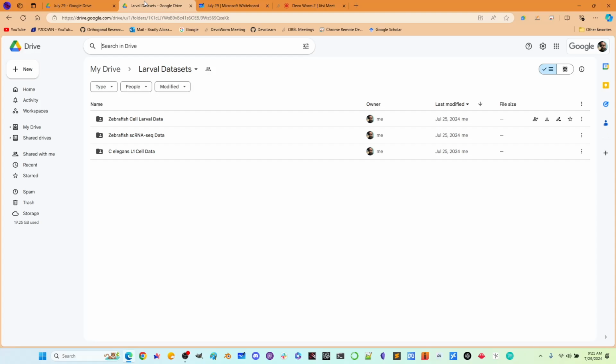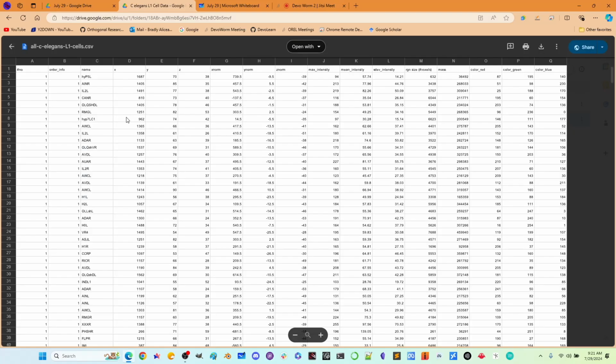And then we also have some new data from C. elegans L1 stage. So L1 is the first larval stage right after hatch of the egg. This is actually well mapped to both the adult and the embryo, so let's take a look at some of these data sets.